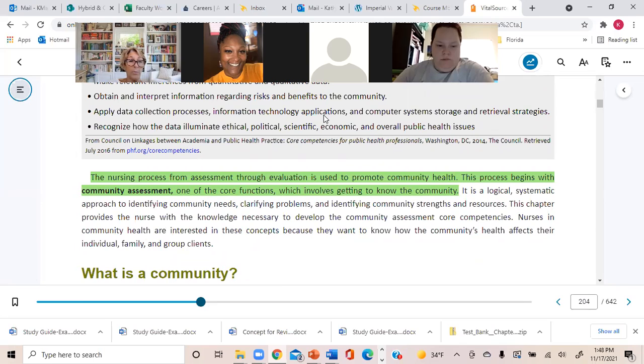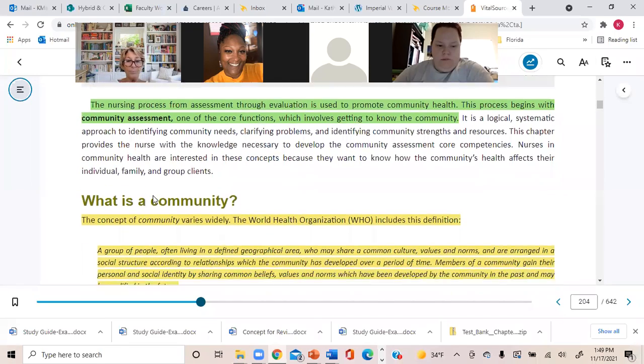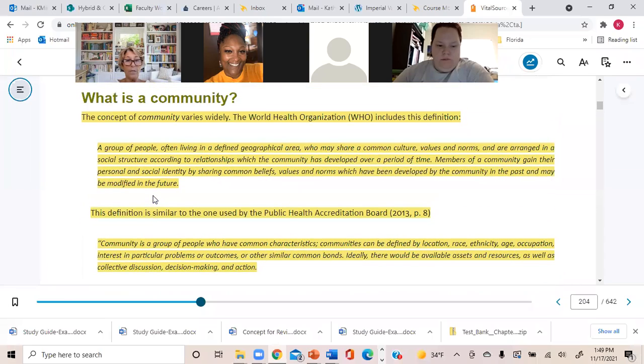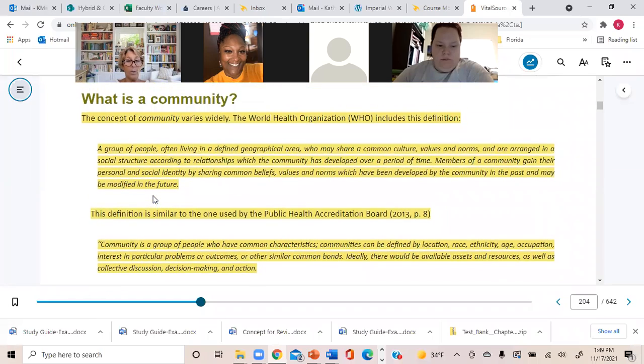This process begins with a community assessment, which is one of the core functions when you're trying to get involved and getting to know the community. Just like the last chapter, we said you need to do a needs assessment to identify the needs to put together community group education. Well, in order to identify what the community needs are, what do you have to do first? Assessment.